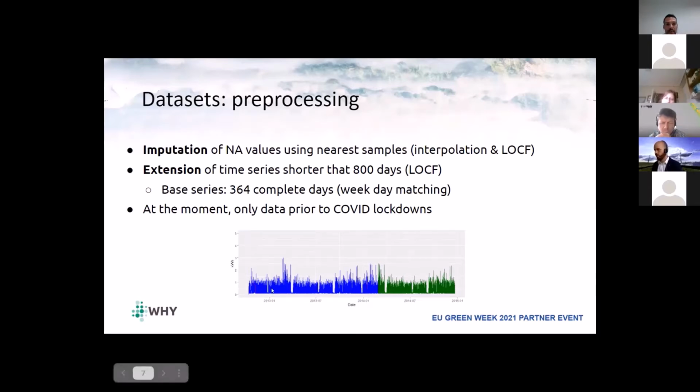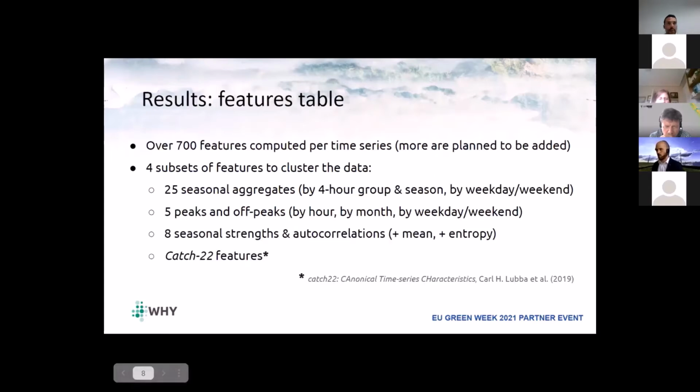In the image below, you can see an example of an extended time series with the original part in blue and the copied part in green. Finally, just note that only data prior to COVID lockdowns has been considered at the moment.